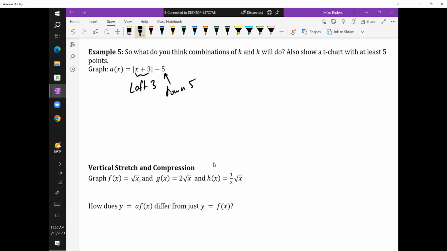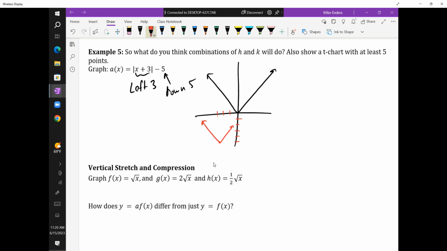So from our base absolute value function, for our base absolute value function, we did this in the family of functions. We've got this nice V shape. What we should see happen then is we should move everything to the left 3 and down 5. 1, 2, 3, 4, 5. Should be over here. And that's what's going to happen to our graph overall.